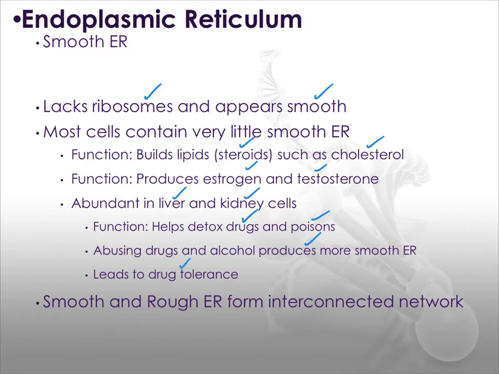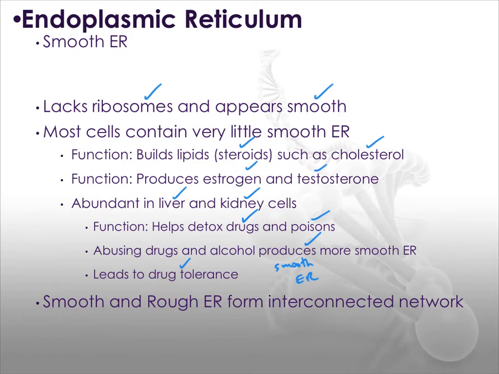And over time, what that leads to is drug tolerance. So you need to take more of the drug to feel it, and that's because you've built up a whole bunch of smooth ER, which is going to simply keep metabolizing it faster and faster, and so you need more of the drug to get the same effects. That's a real problem, but if you look at the liver or kidney cells of somebody who's an alcoholic or drug addict, you're going to see a lot more smooth endoplasmic reticulum in them than the average person, because they've built up tolerance to these drugs.